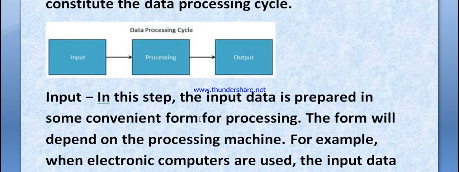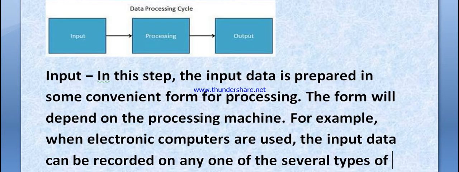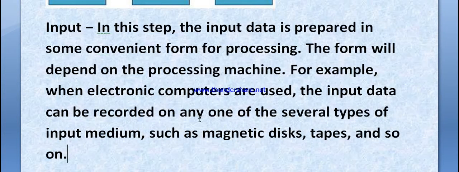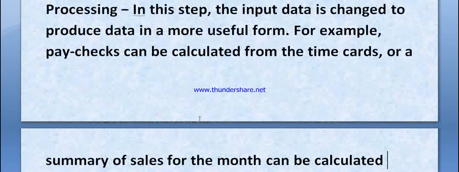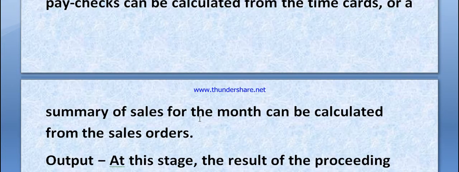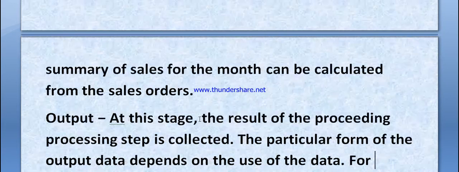Input is the step where the input data is prepared in some convenient form for processing. The form will depend on the processing machine. For example, when electronic computers are used, the input data can be recorded on any one of several types of input medium, such as magnetic disk, tapes and so on. Processing. In this step, the input data is changed to produce data that is more useful. For example, paychecks can be calculated from the time cards, or a summary of sales for the month can be calculated from the sales orders.